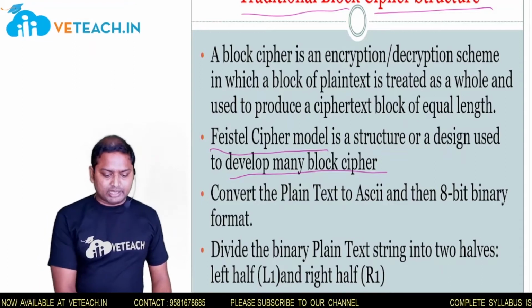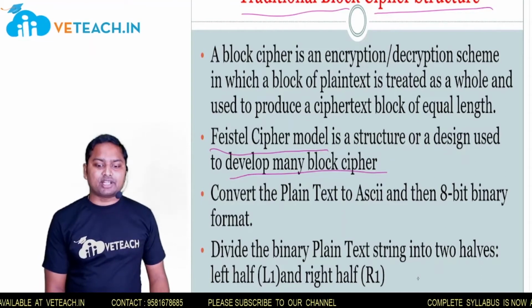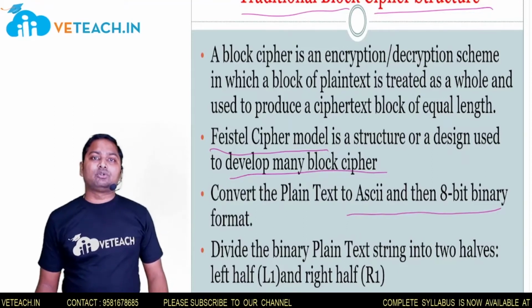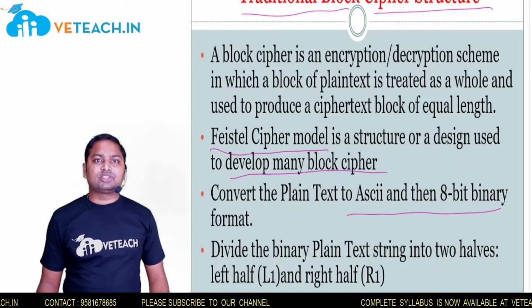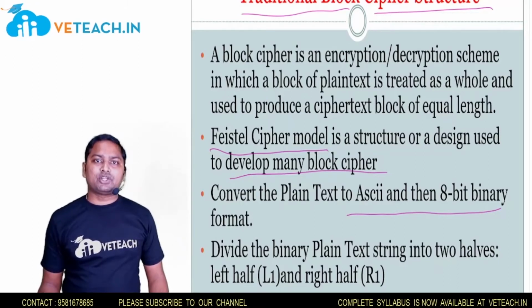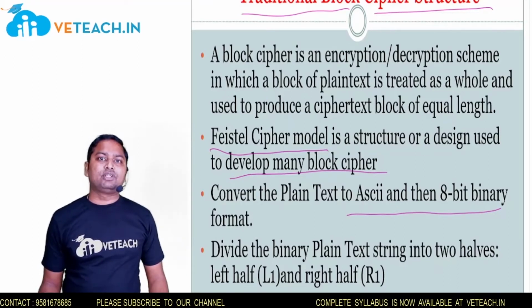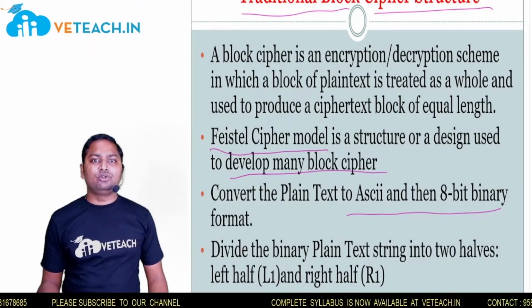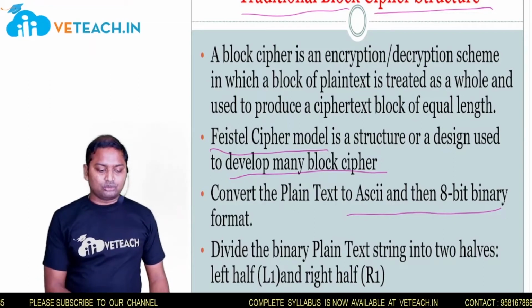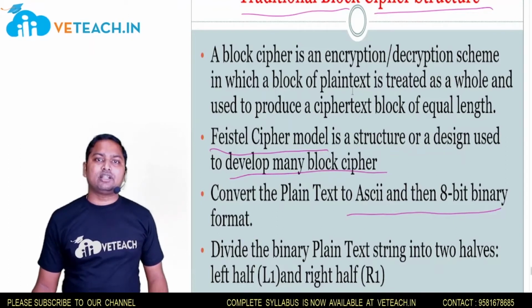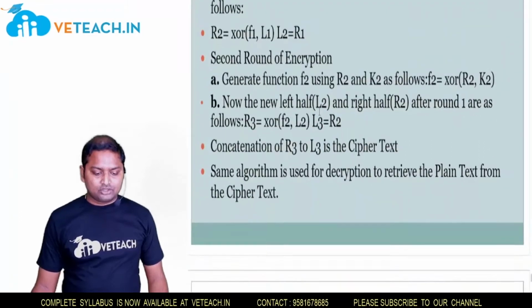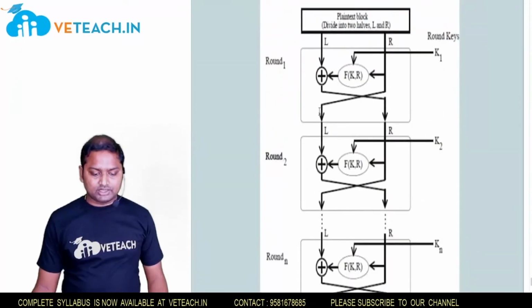How do we convert plain text into ciphertext? We take a plain text and convert it to ASCII values. After that, we perform some operations on those bits. Finally, we rearrange them and convert the plain text into ciphertext. So how does this Feistel structure work? I will discuss it one by one. First, let me show the structure diagram.